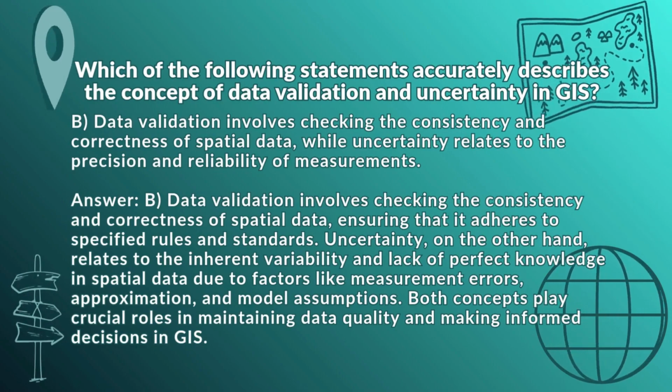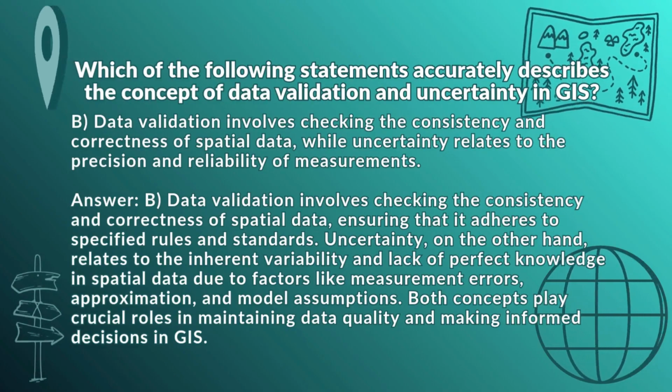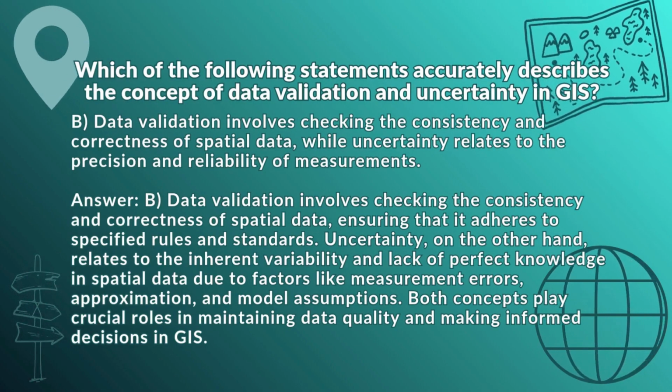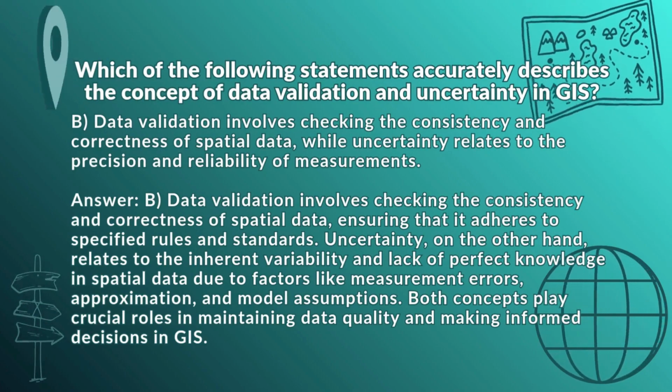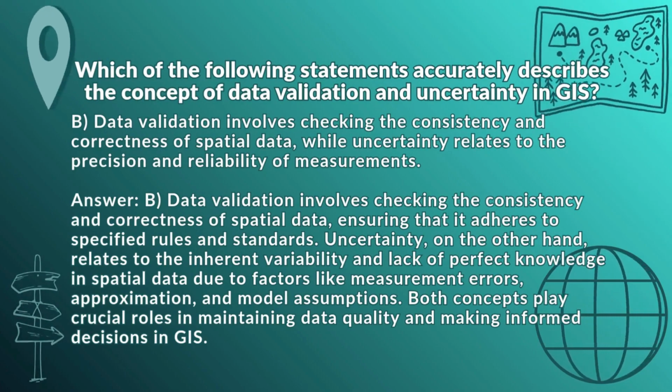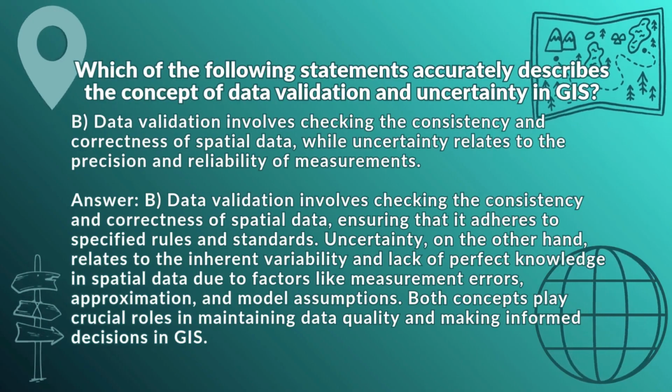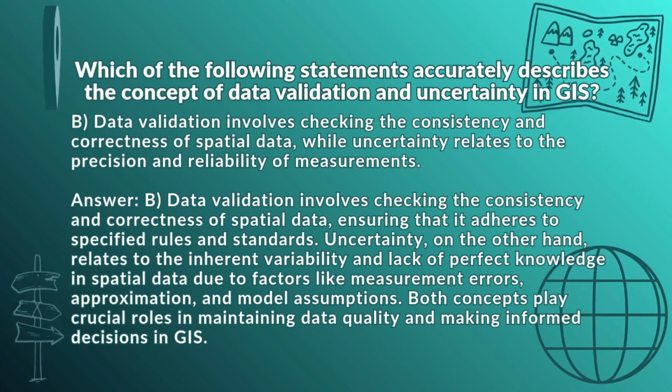So you are checking the system. Yes. While uncertainty relates to the inherent variability and lack of perfect knowledge in spatial data due to factors like measurement errors, approximation, and model assumptions. You are accepting the wind. They are two sides of the same coin, both crucial for maintaining data quality.